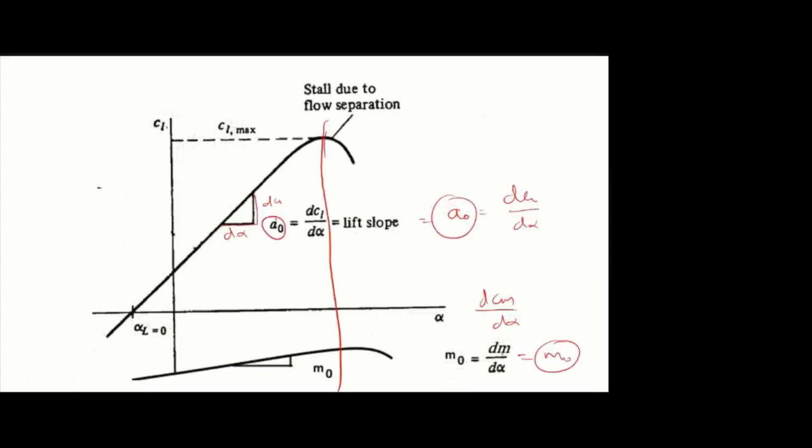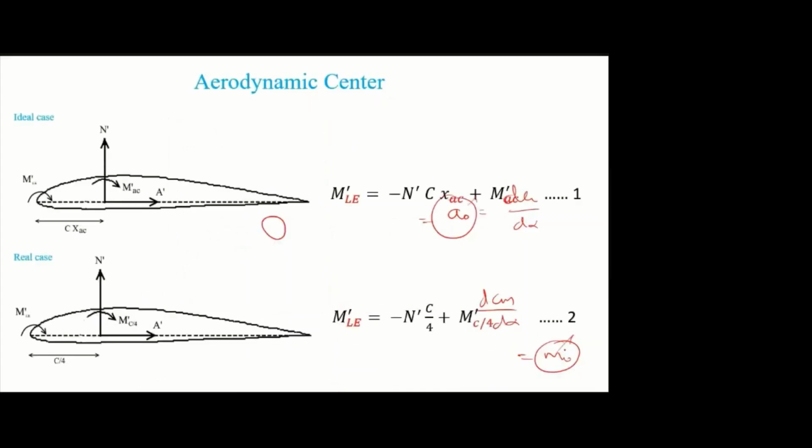A naught and m naught mean lift slope and moment slope. This is just basic. Now we will start with the derivation.